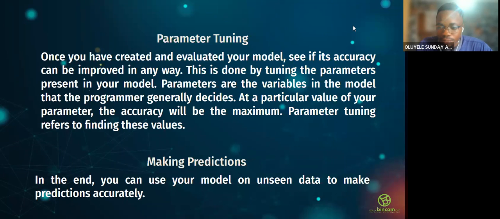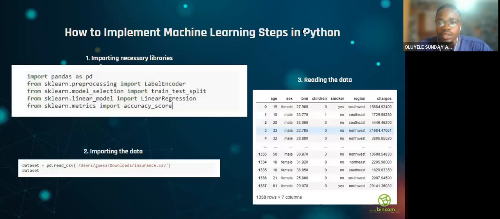And the last step there is making prediction. This is the part whereby you are actually making predictions based on your model. So let's look at how to implement these steps using Python.